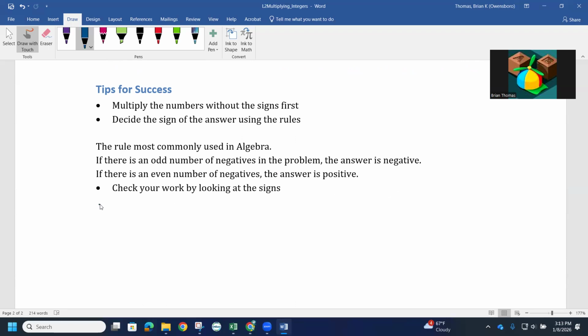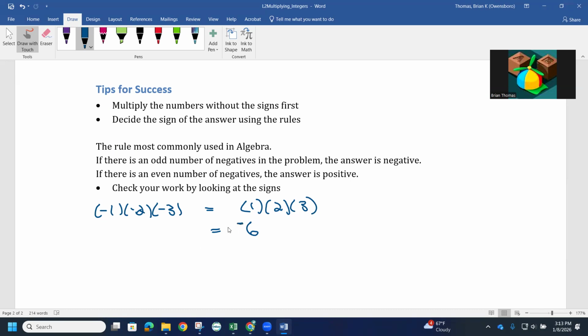If I gave you an example of negative 1 times negative 2 times negative 3, mathematically what I could do is multiply without the signs. So I can multiply this 1 times this 2 times this 3. So 1 times 2 is 2, and 2 times 3 is 6. And then I count the signs. There's 1 negative, 2 negatives, 3 negatives. Well, that's an odd number of negatives. Since there's an odd number of negatives, the answer's got to still be negative.